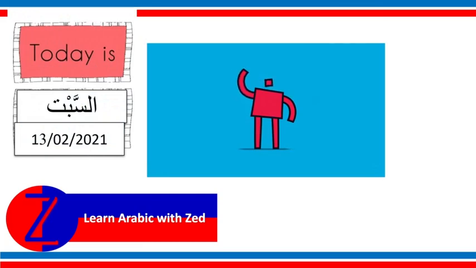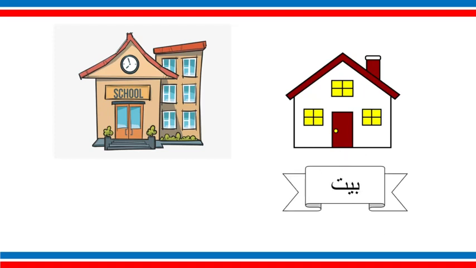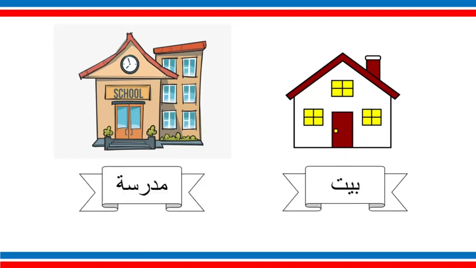اليوم السبت. Today's new vocabulary are بيت and مدرسة. As you remember, if we have تاء مربوطة, this word will be a feminine word. And بيت is a masculine word. We can make it البيت and we can make it المدرسة.